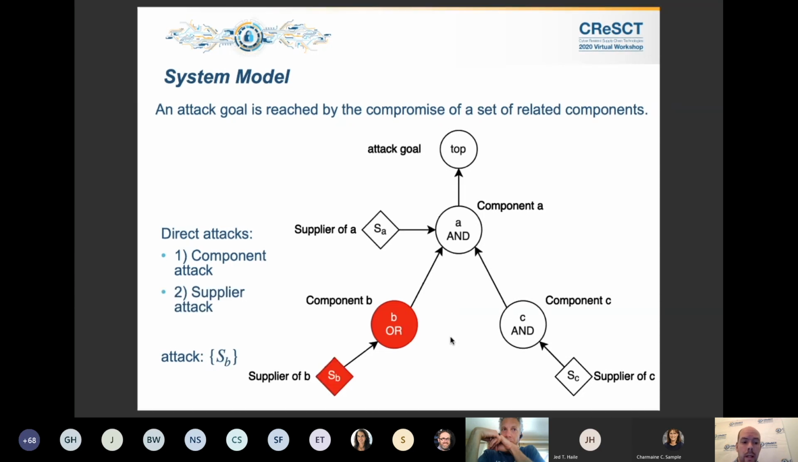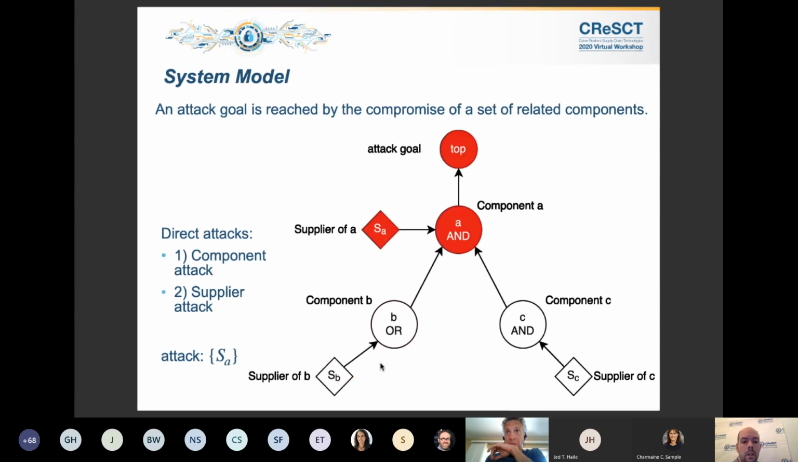We also have a supplier attack. Here, it's a supplier attack on supplier B. And you could consider this as a malicious supplier or a supplier that's been compromised. Either way, the assumption of our model is that if supplier B has been compromised or is malicious, then the components that it supplies are also compromised. Here's another example of a supplier attack. In this case, the supplier of A has been attacked, and component A is now insecure, and that leads to the attack goal being reached.